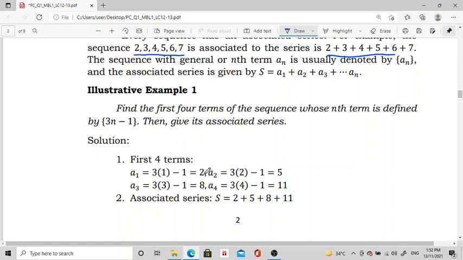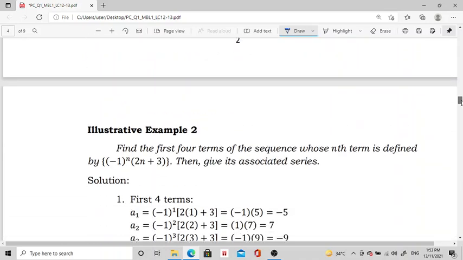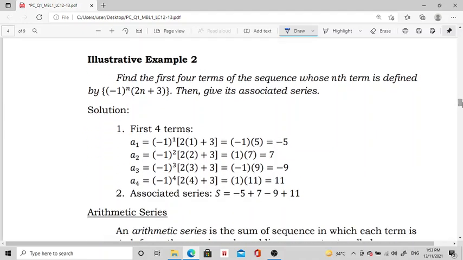And if we're gonna do that, we'll obtain the following numbers as our terms. So our sequence is this list of numbers na pag sinulat natin sa series ay tada! Easy. Let's try illustrative example number 2. Find the first 4 terms of the sequence whose nth term is defined by this expression, then give its associated series.